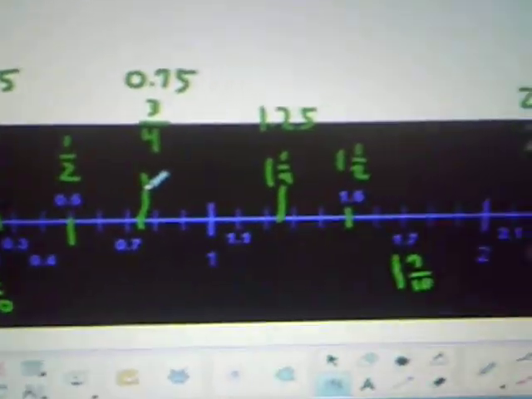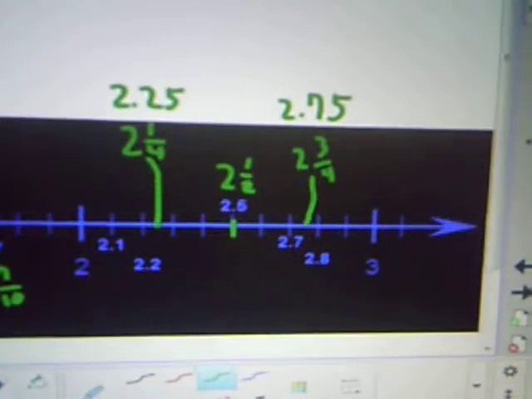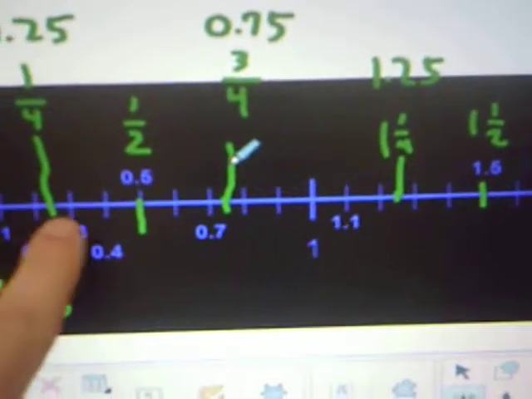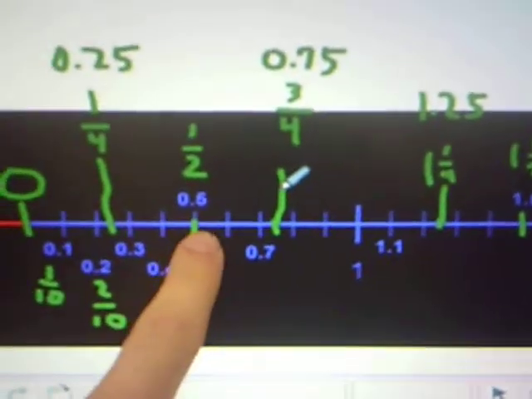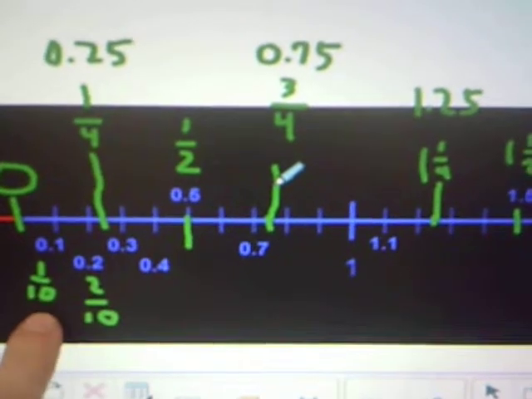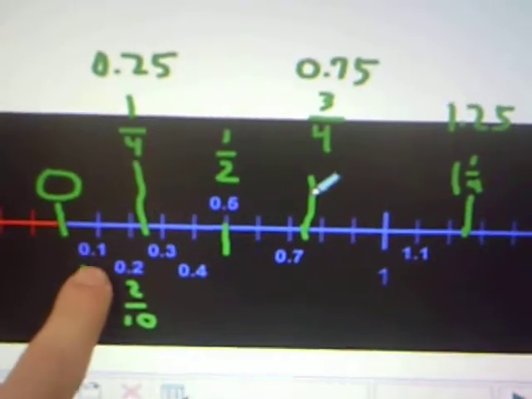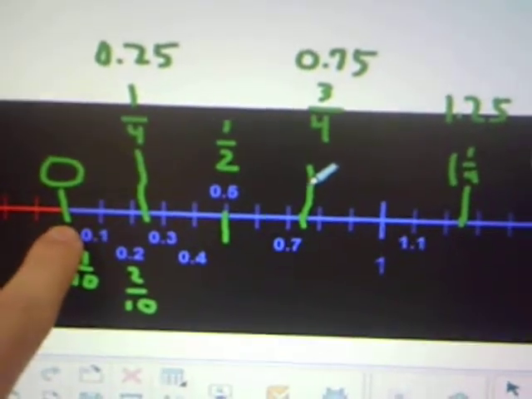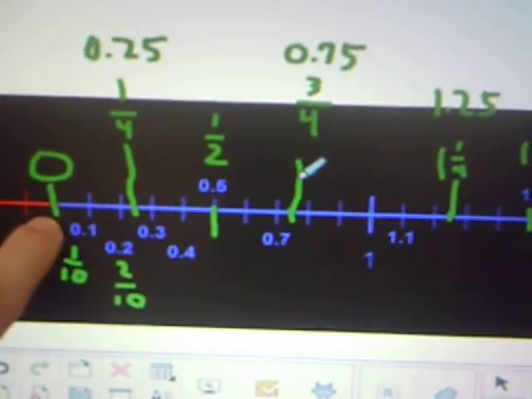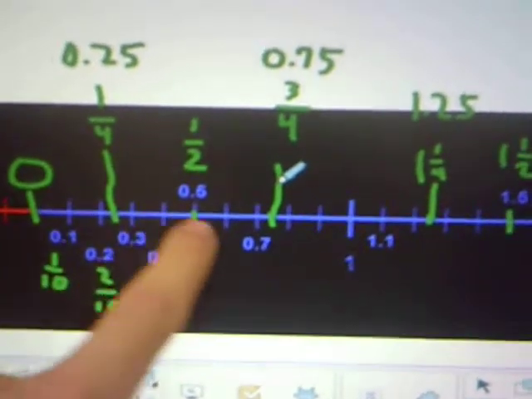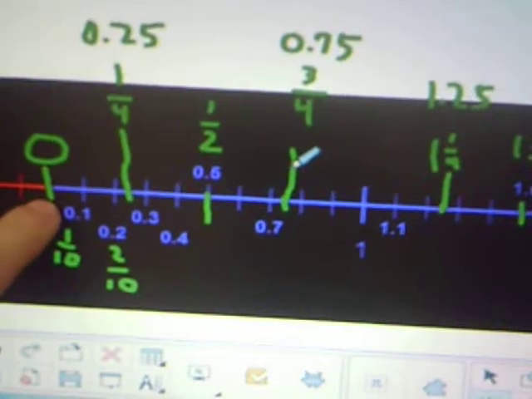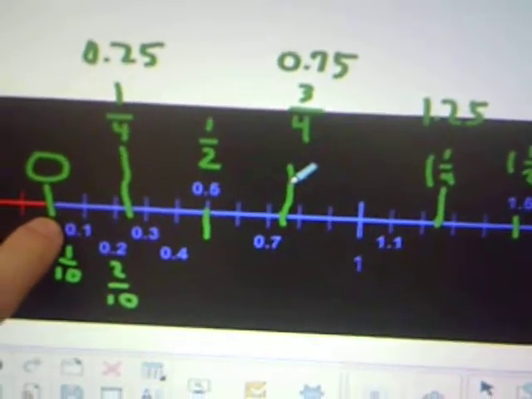So here's your number line, and the number line is divided mainly into tenths. If you look at the blue markings, each one of these little markings is a tenth. A tenth is the same as the fraction 1 over 10, or the decimal 0.1. This is 0, so this is nothing, like having $0. And if we go by tenths, you can count all the way up to 1 by tenths, or in other words, dimes, if you're thinking of it in terms of money.